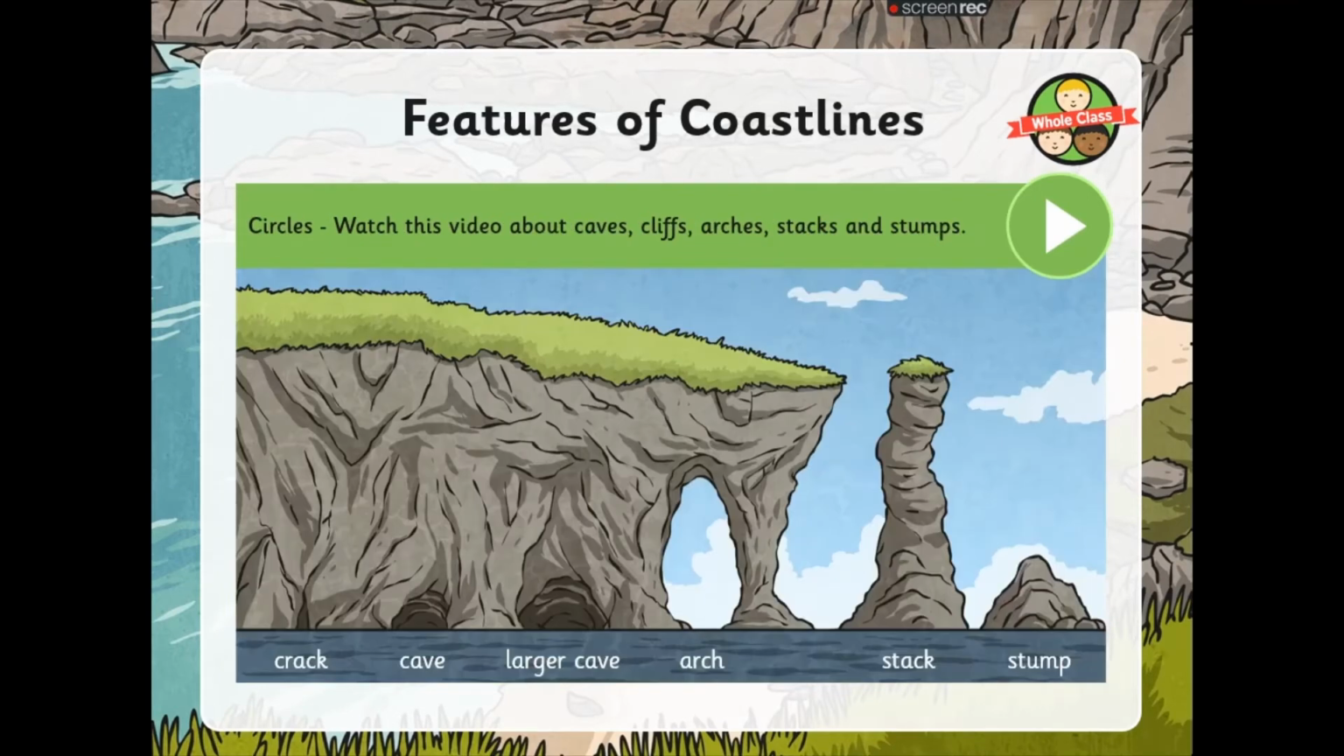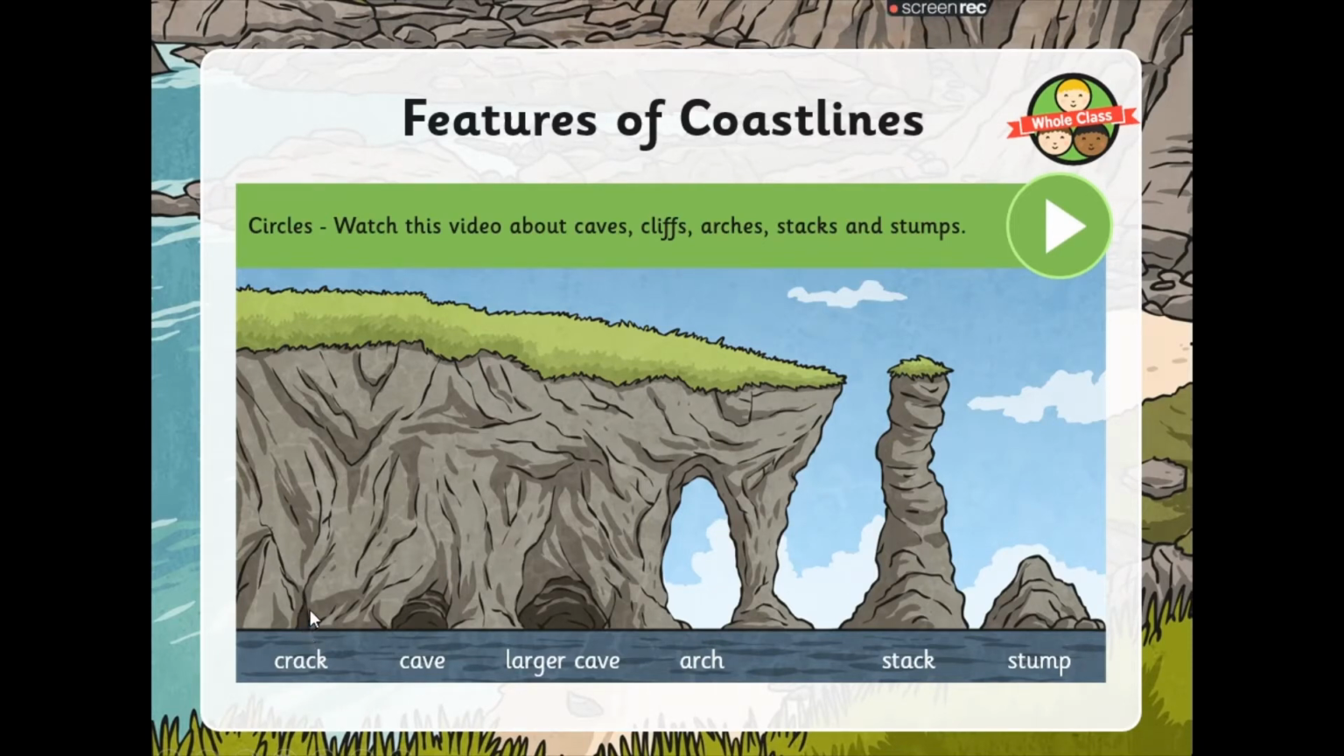And finally, we have got circles. Circles, you are going to be looking at how arches, stacks and stumps form. So you're going to watch this little video about caves, cliffs, arches, stacks and stumps, and to learn a little bit more about it. Now again, the key information here is it does go in this order.